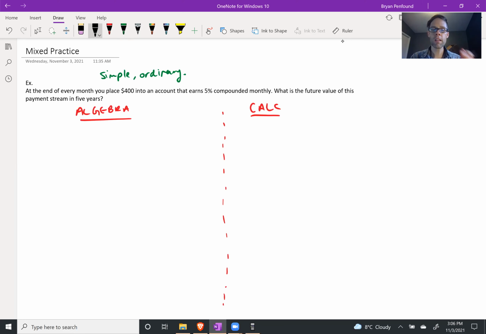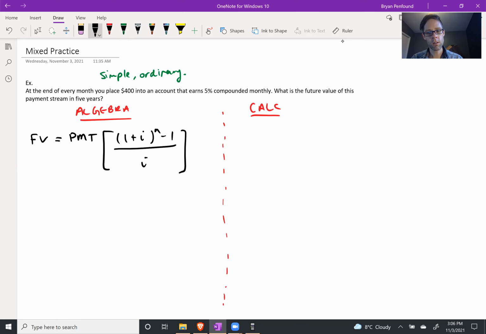So if you have your formula sheet with you, or if you have easy access to your formula sheet, we're just going to grab the future value from the ordinary annuity section. And our future value looks like this. It's the payment times a fraction, (1 + i)^n − 1 over i.